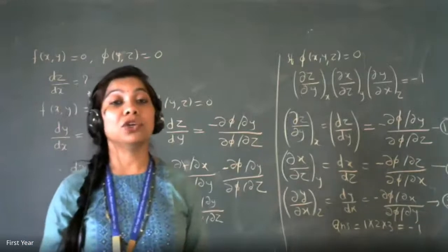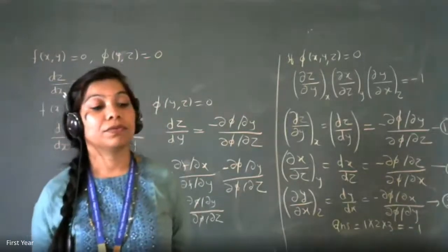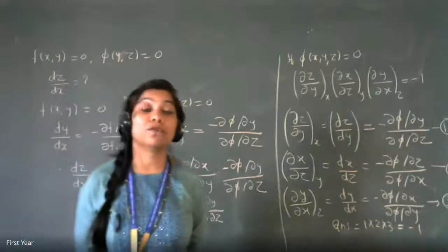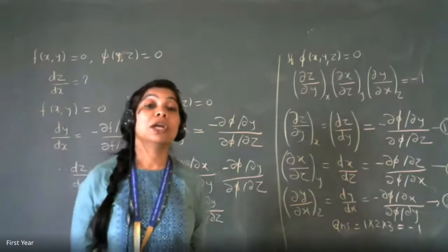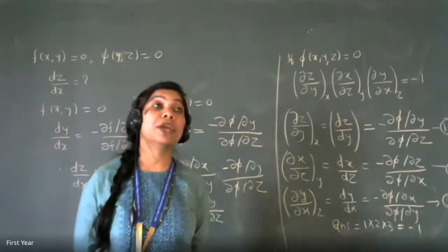Who will tell me what is g of u? Minus n f of u upon f dash of u. Very good. n f of u upon f dash of u is the value of g of u. Differentiate g of u with respect to which variable?